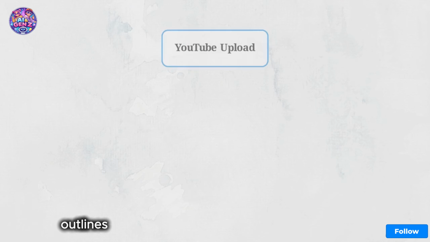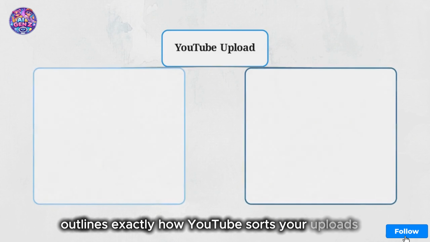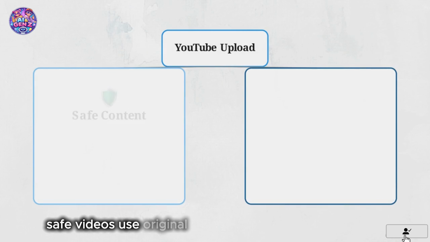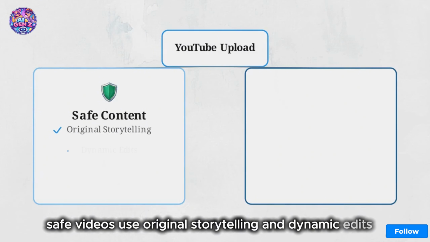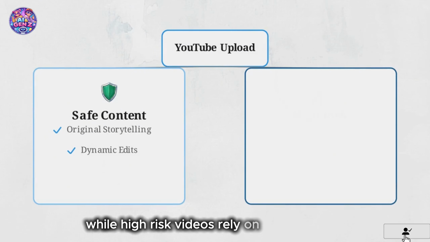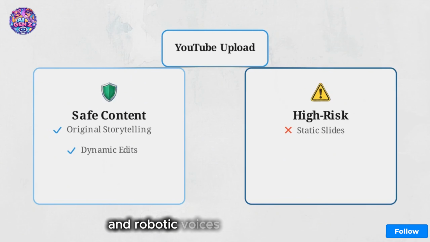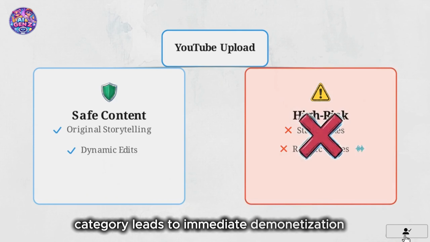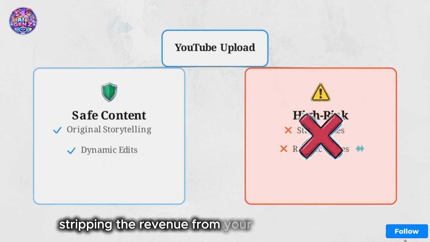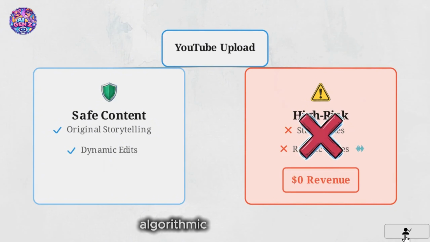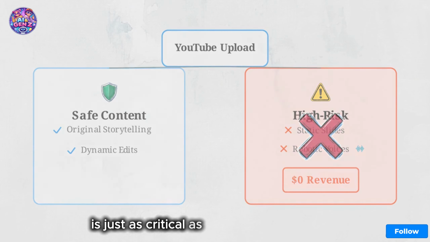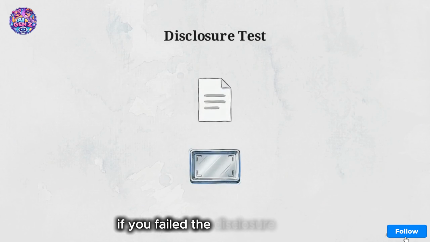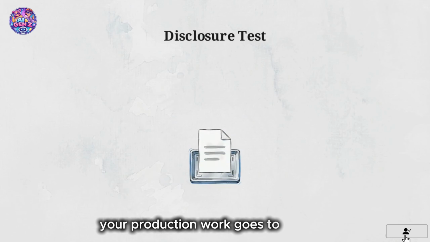This chart outlines exactly how YouTube sorts your uploads. Safe videos use original storytelling and dynamic edits, while high-risk videos rely on static slides and robotic voices. Falling into this category leads to immediate demonetization, effectively stripping the revenue from your entire production. Algorithmic compliance is just as critical as your content quality. If you failed the disclosure test, your production work goes to waste.